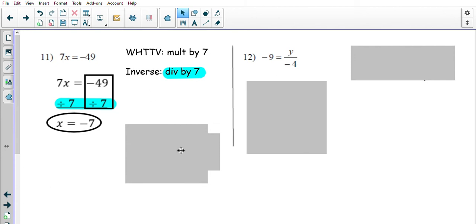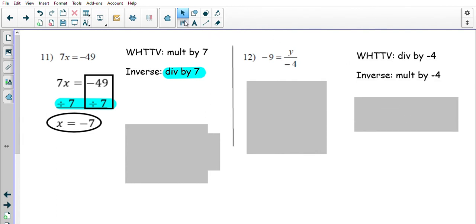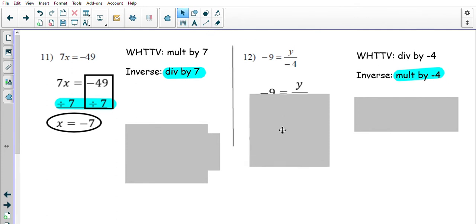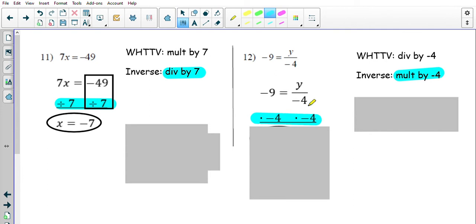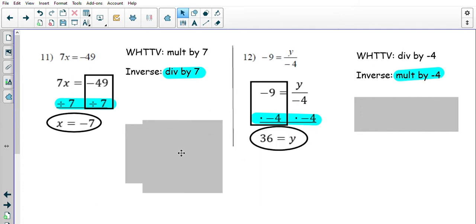Number 12, what's happening to the variable y is we're dividing by negative 4. The inverse of dividing by negative 4 is to multiply by negative 4. So let's multiply both sides by negative 4. And in your calculator, what you're plugging in here is negative 9 times negative 4. And you're going to get a solution of 36. Remember, you can double check this. Do 36 divided by negative 4. Your calculator will give you negative 9.